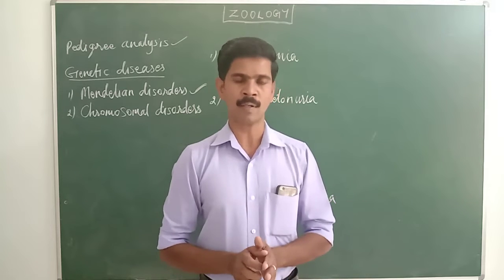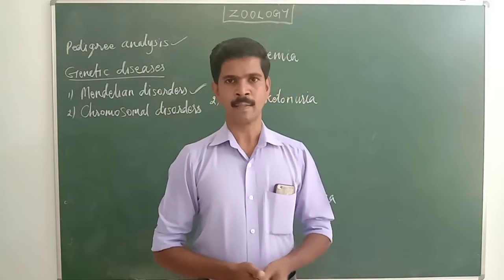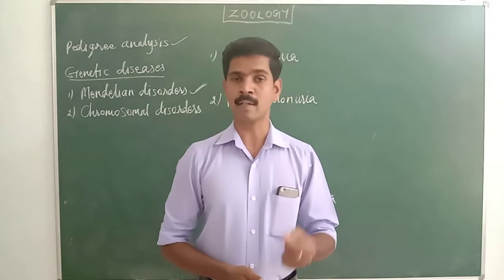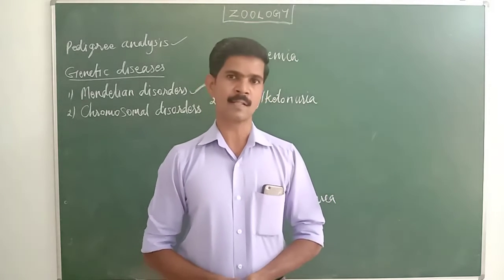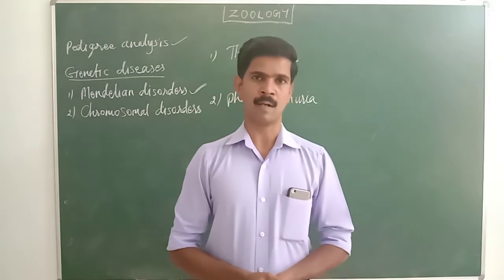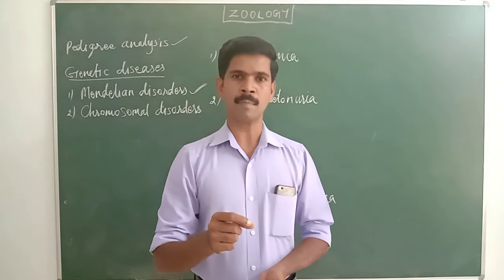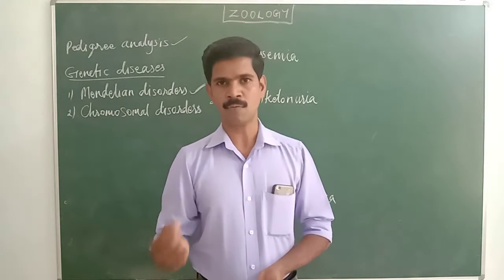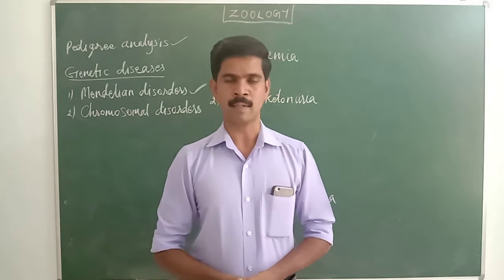If the hemoglobin molecule is not in its original state, it leads to the destruction of RBCs. Then thalassemia is divided into 2 types: alpha thalassemia and beta thalassemia. If the alpha polypeptide chain is affected, it leads to alpha thalassemia. If the beta chain is affected, it leads to beta thalassemia.